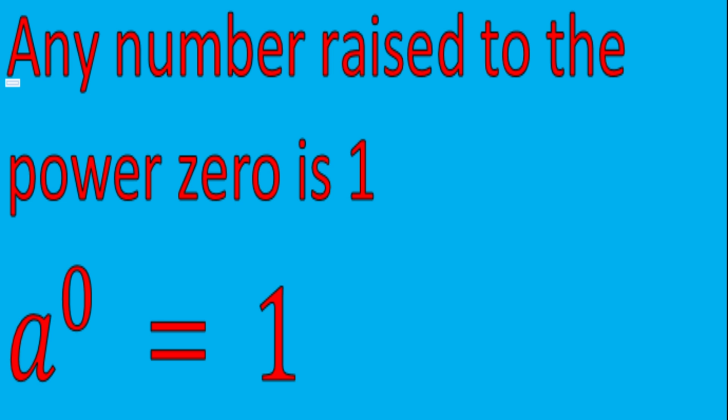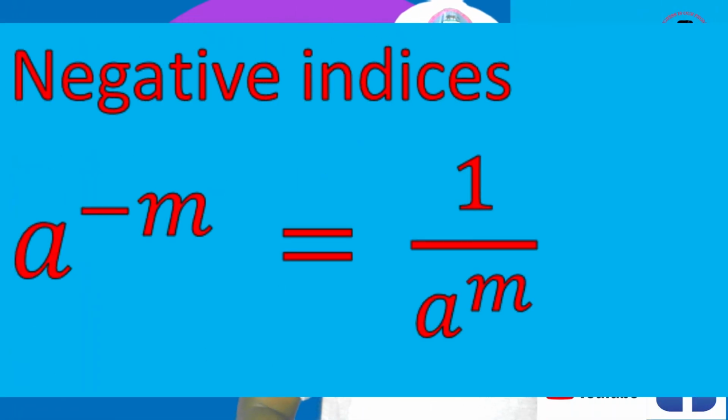Okay, and then the fifth law is on negative indices, that is the negative index. So if we are given a to the power negative m, that is the same as saying 1 over a to the power m. Whenever you are given a to the power negative m, it is the same as 1 over a to the power m.